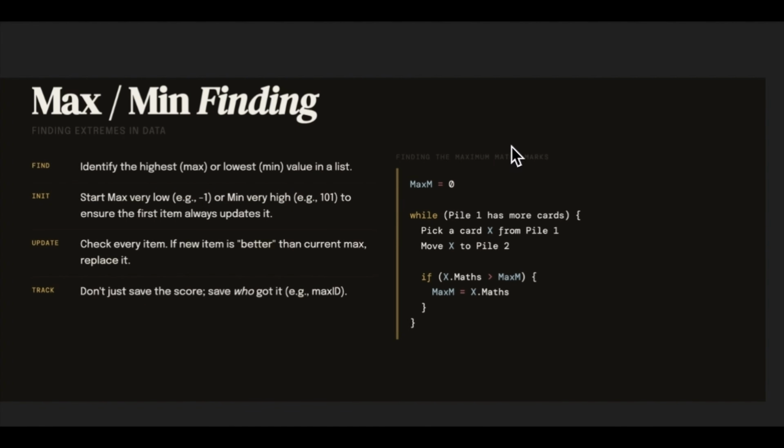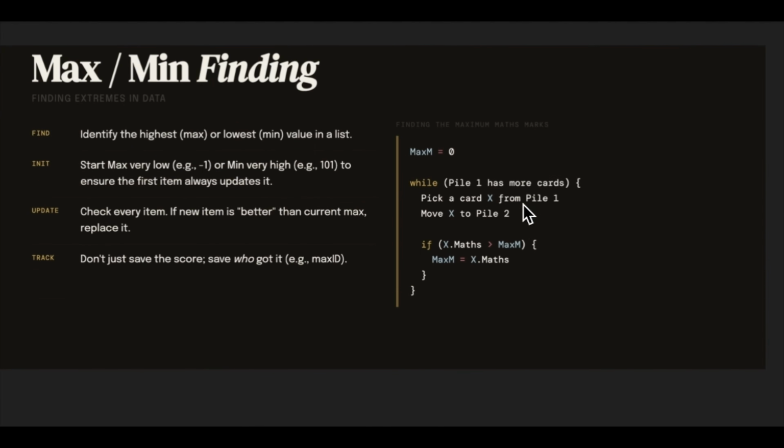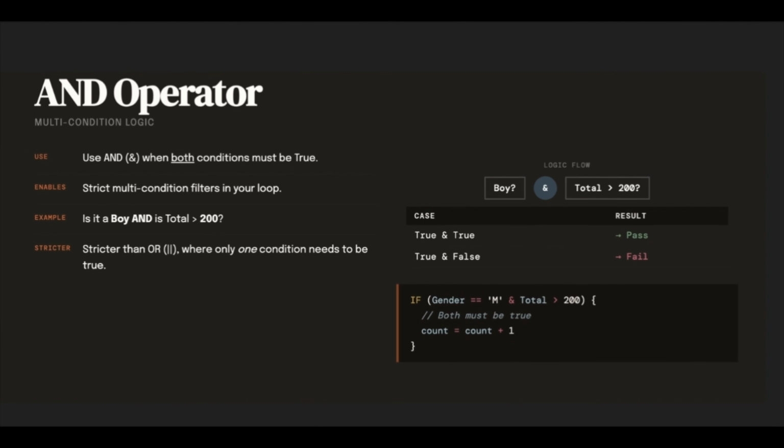Let me show you the code from the slides. Max m equals 0. While pile 1 has more cards, pick a card x from the pile 1, move x to the pile 2. If x dot max is greater than max m, then max m equals x dot max. So here, we are just keeping track of the biggest maths score we have seen so far. Every time we find a bigger one, we update the maximum. At the end, maximum is the highest maths marks in the whole dataset. That's it.